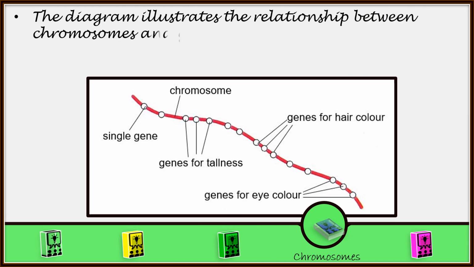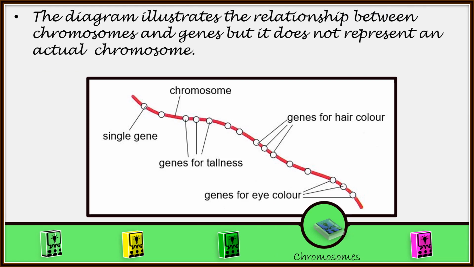The diagram illustrates the relationship between the chromosomes and the genes, but it does not represent an actual chromosome. So when you look here, it is a chromosome with the genes. You can see the particular genes for particular characteristics: tallness, a gene for hair color, genes for eye color, all located on the chromosome.